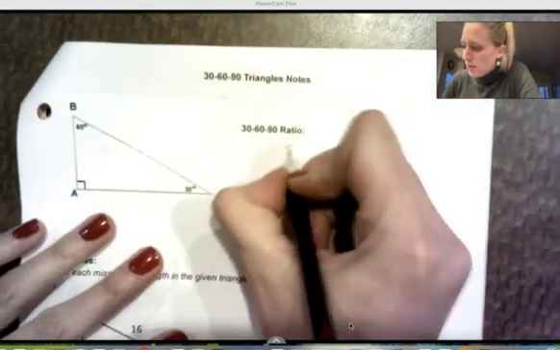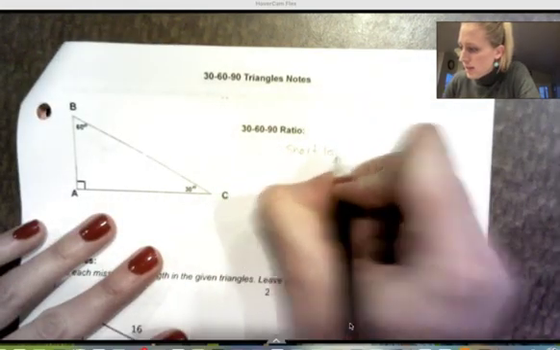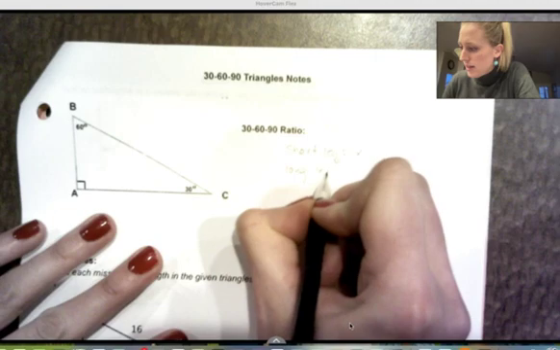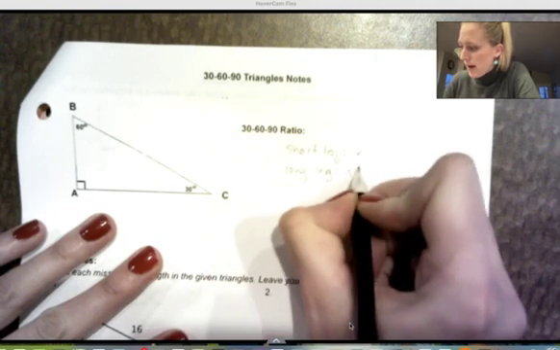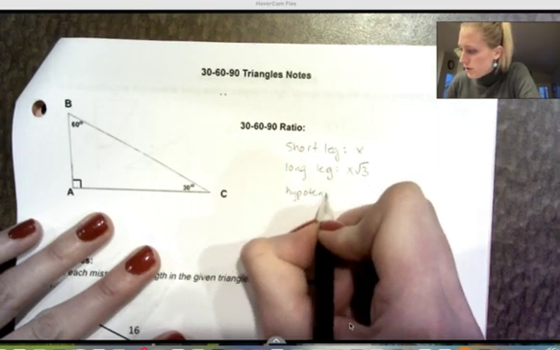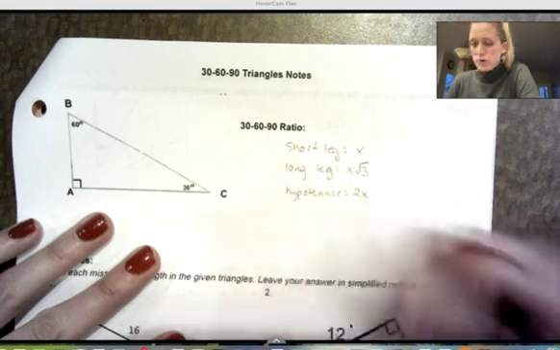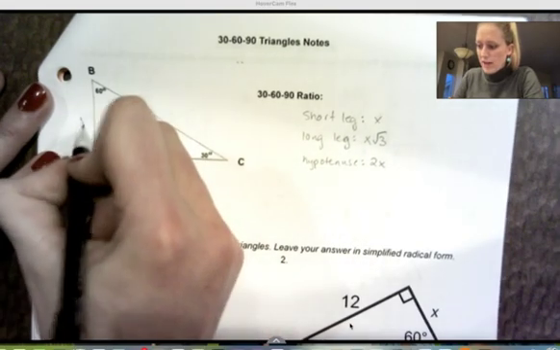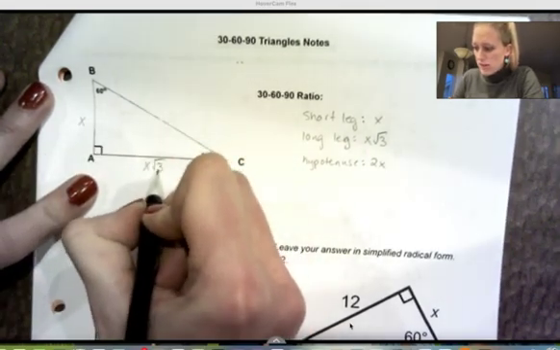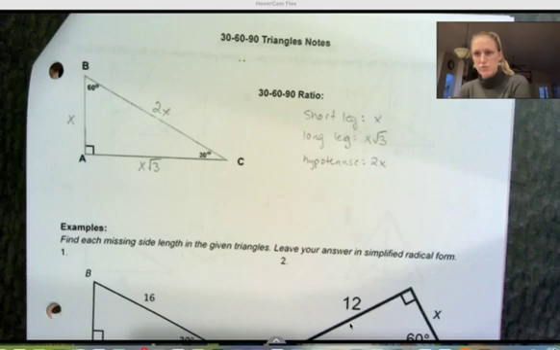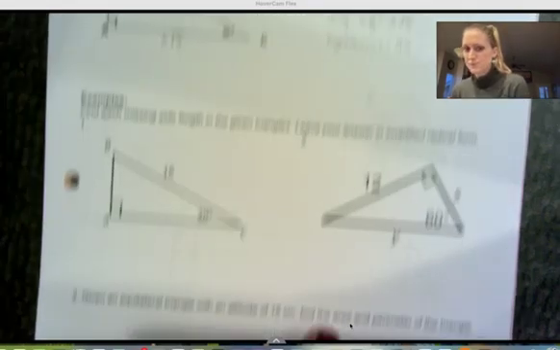Okay, so in short, my short leg is always x. The long leg is what we just discovered, that I can multiply that by the square root of 3. And then the hypotenuse is always double the short leg. The short leg is always across from the smallest angle, which is 30. So this one is x times the square root of 3, and then this one is 2x. All right, so let's use this now to find some missing sides in triangles.